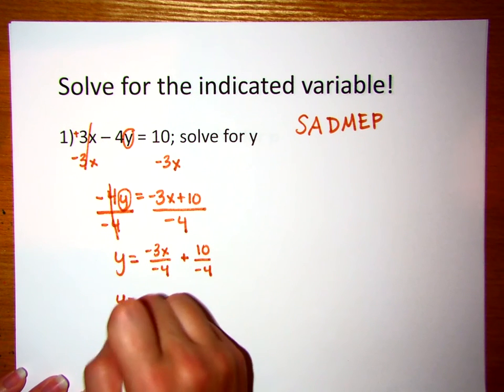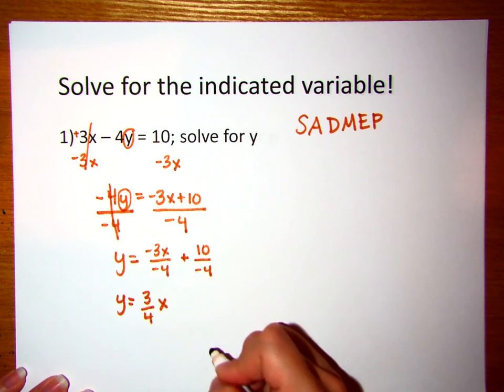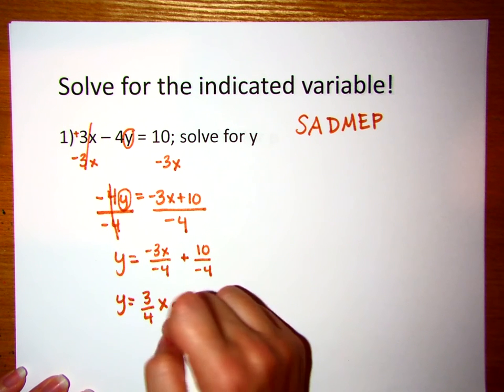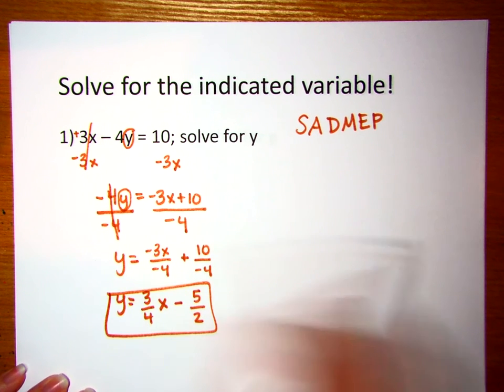Now let's clean it up. A negative over a negative is a positive, so positive 3/4 x. And then this would simplify to negative 5/2, because a positive over a negative gives me a negative. And that would be my answer.